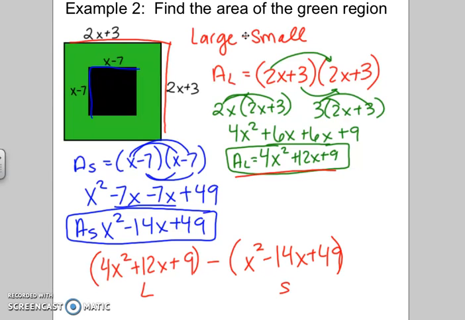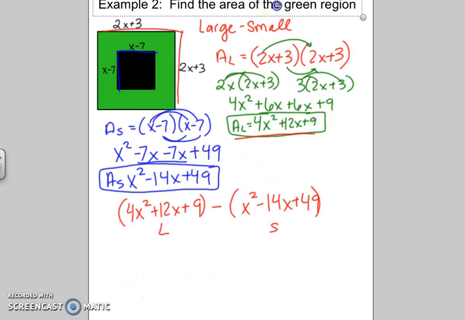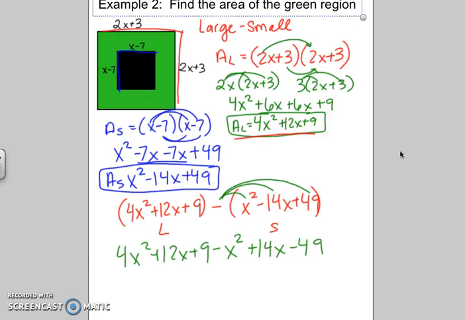Okay? So now again, if you know how to do this step in your head, fantastic, without showing your work, but I'm going to show all of my work. First off, when you're subtracting, you're going to distribute that negative to everything. That's going to change the sign to negative x squared, change that to a plus 14x, and change that number to a negative 49. I'm going to go ahead and bring down this sign. Last step is to combine like terms.